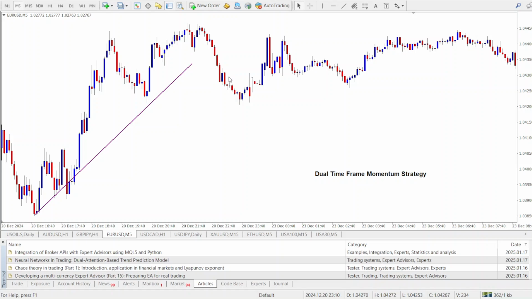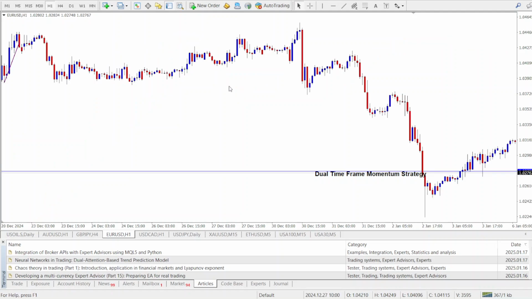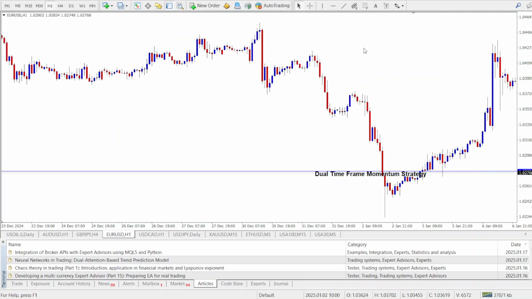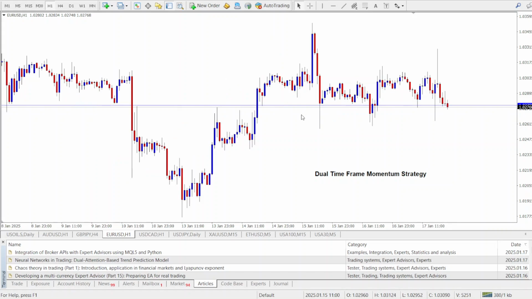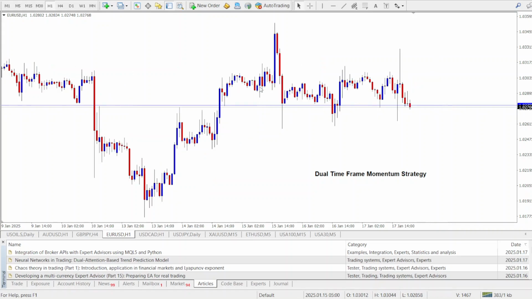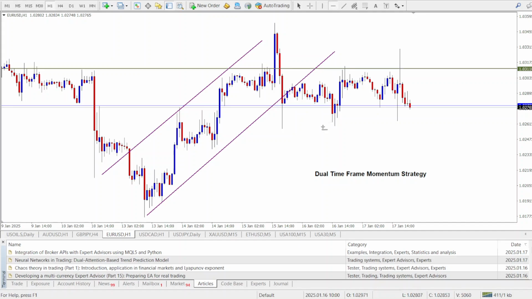On the higher time frame, let's say the 1 hour chart, you are identifying the larger momentum of the market. This tells you whether the market is bullish, bearish, or going sideways and neutral. At this point, we had a bullish market on the 1 hour time frame, but currently we are having a neutral market. We are having a sideways condition on the 1 hour chart, as we can see here.